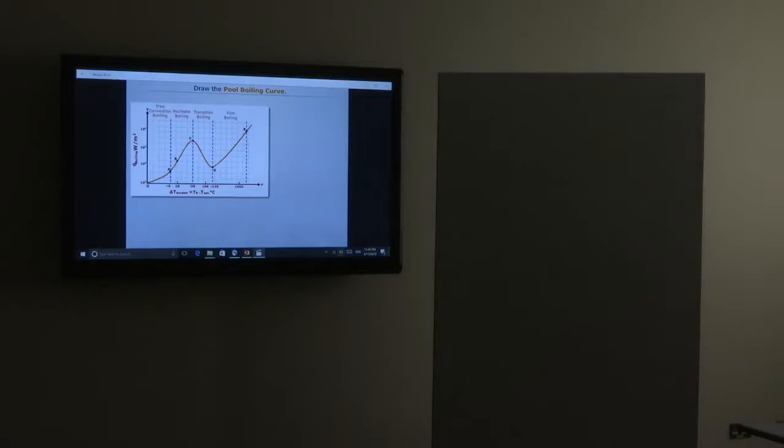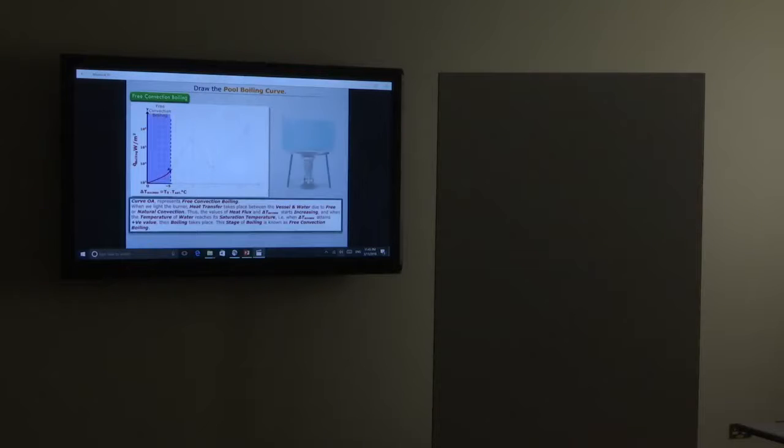Let's discuss curve OA, which represents the stage free convection boiling. When we light the burner, heat transfer takes place between the vessel and water due to free or natural convection. We can see that the values of heat flux and delta T excess start increasing. And when the temperature of water reaches its saturation temperature, that is when delta T excess attains a positive value, then boiling takes place. This stage of boiling is known as free convection boiling.